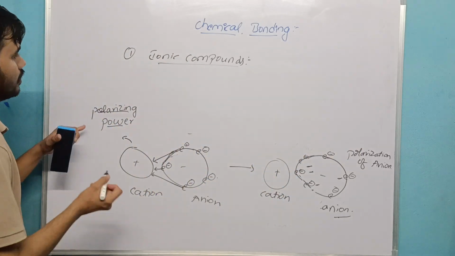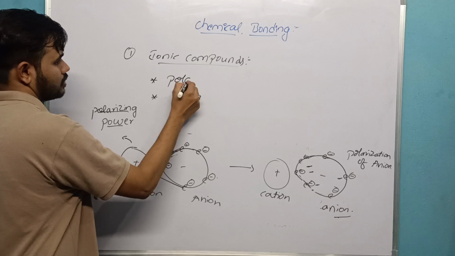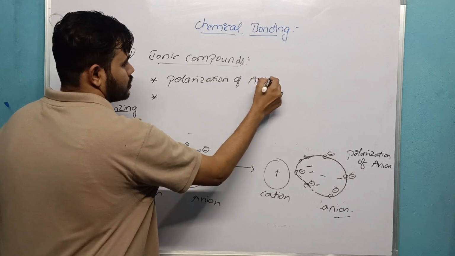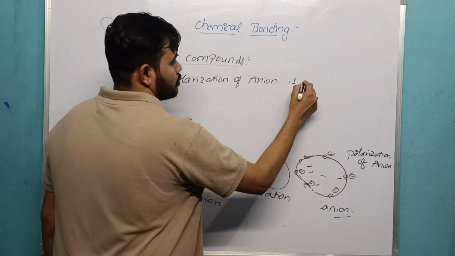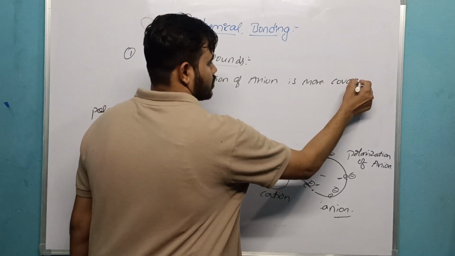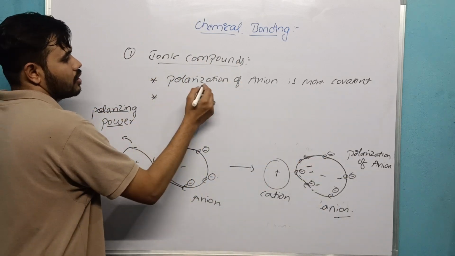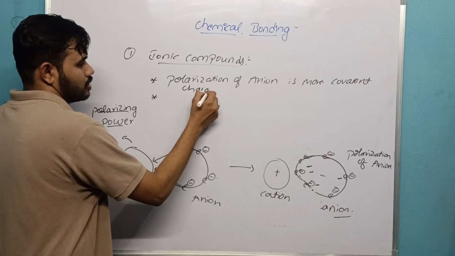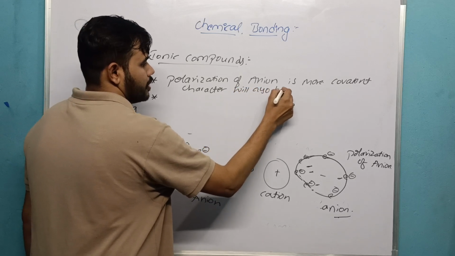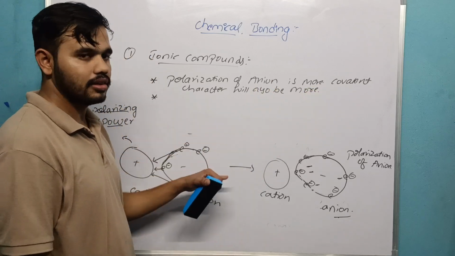Two points to be remembered here, point number 1 and point number 2. If polarization of the anion is increased, it means covalent character will also be more. If covalent character increases, it means polarization of the anion also increases.